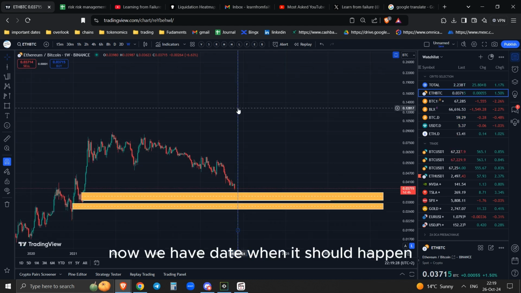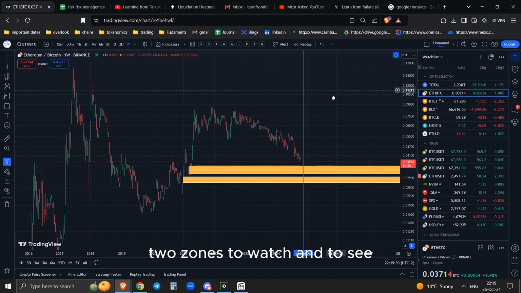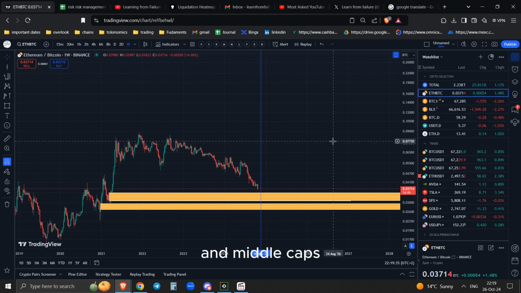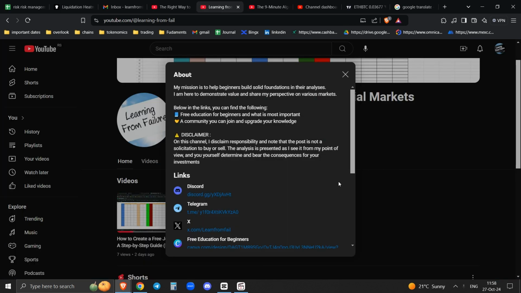Now we have the date when it should happen, two zones to watch, and we can see whether investors will switch money from Bitcoin to Ethereum and mid caps. I hope you enjoyed this analysis.